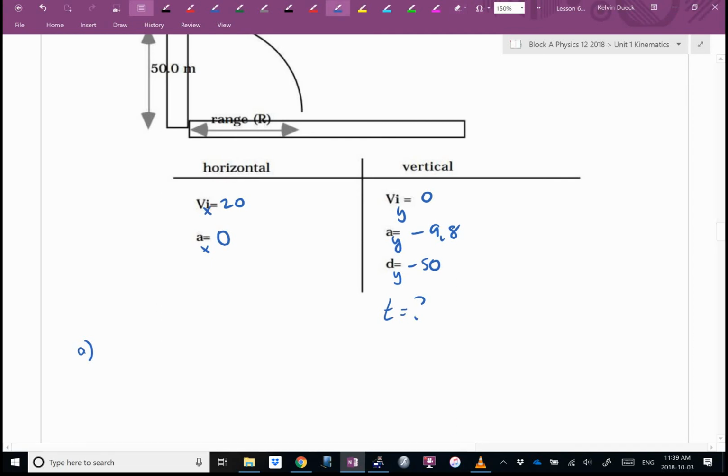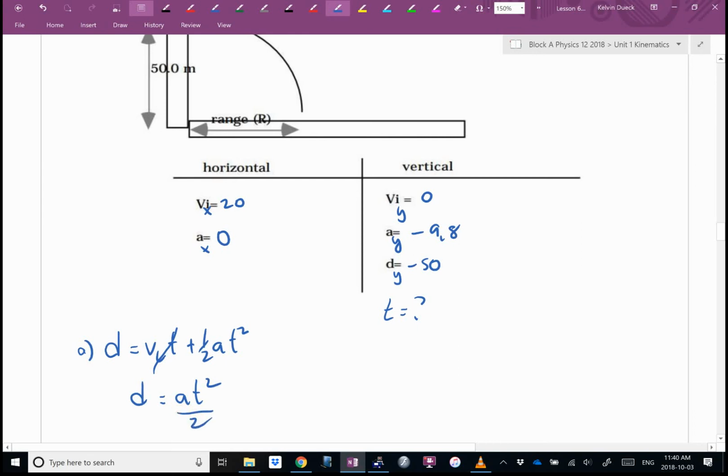Hey, some people are going to the formula sheets. Excellent. Which one, Drew? Here's a hint. I don't know VF. Yes and no. Okay. VIT plus a half AT squared. But what's VI vertically? So really I have this. D equals AT squared over 2.